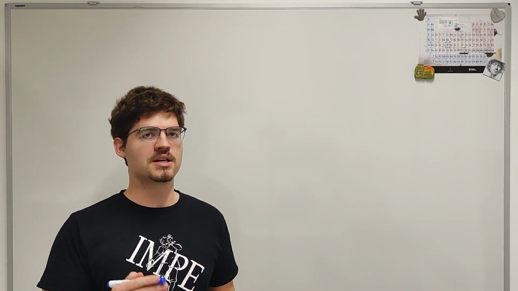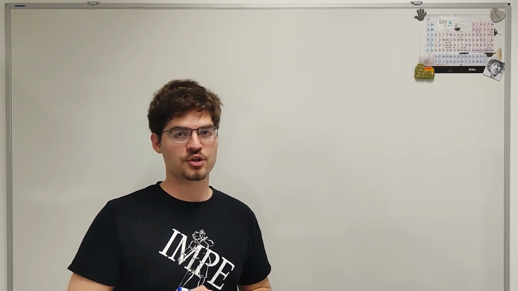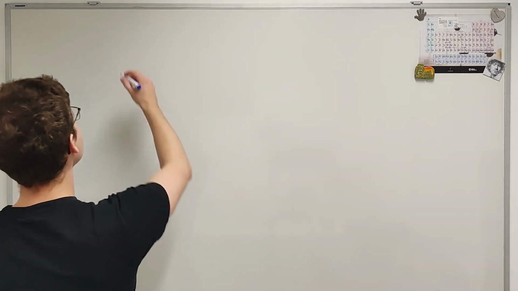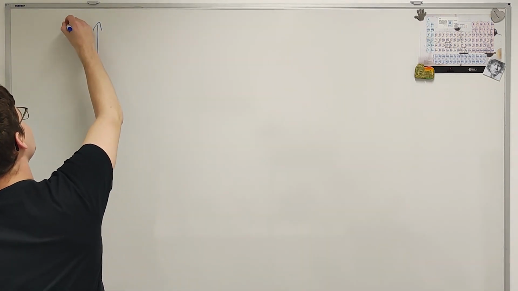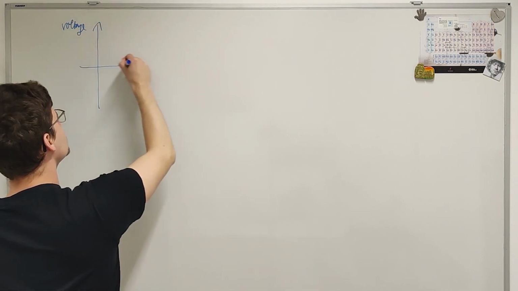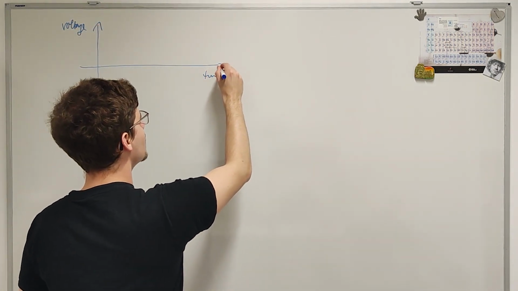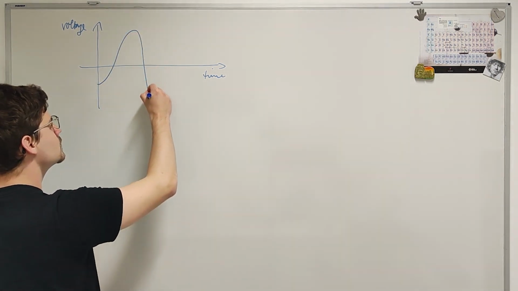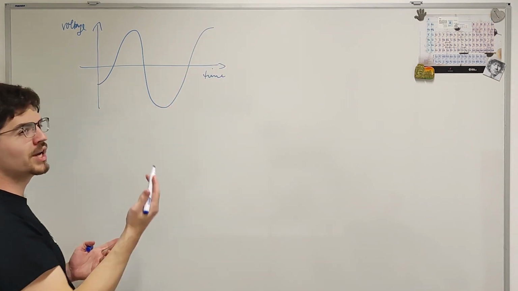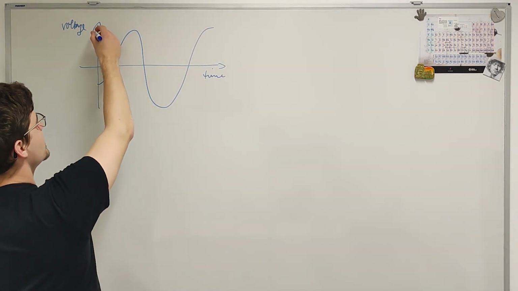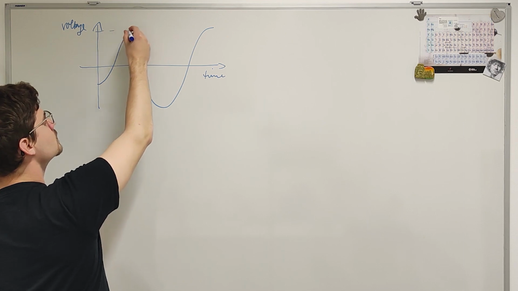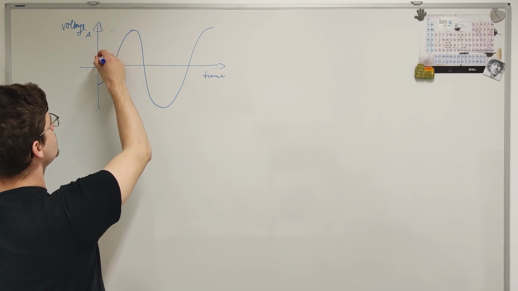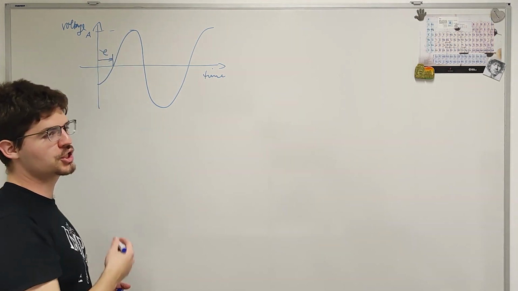This precise concept is applicable to the sinusoidal waveforms. I will just draw a general sinusoid once more. Let's graph voltage over time. And we have this kind of waveform, which has an amplitude A and is phase shifted up to here with a phase shift phi.